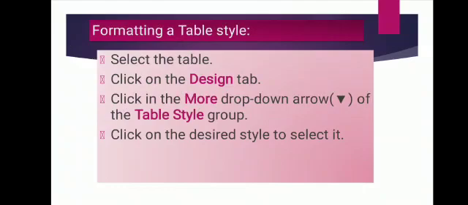First one is formatting the table style. Suppose you have entered the table. Now you want to change its style. So simple options are there. First select the table that you want to change. Then click on the design tab. Then it will give you a more drop down arrow option. This arrow is called the drop down arrow. Okay. This you will click and then it will give you options for selecting the design. Then select the desired style that you want to insert. Okay.